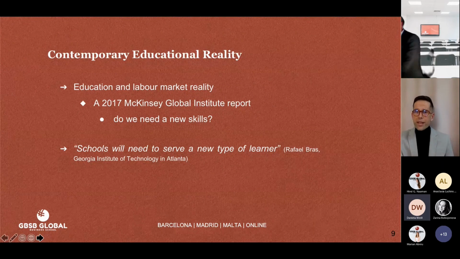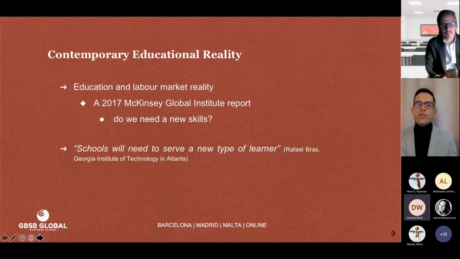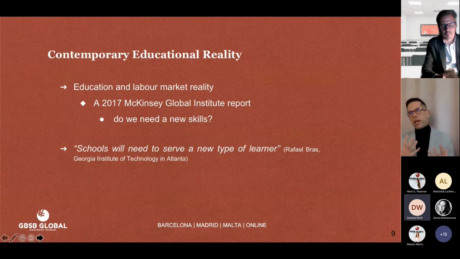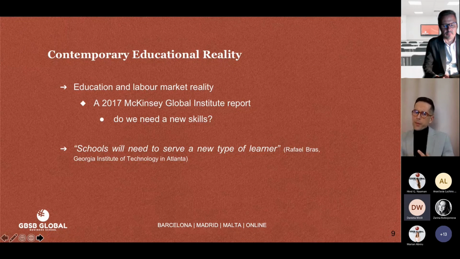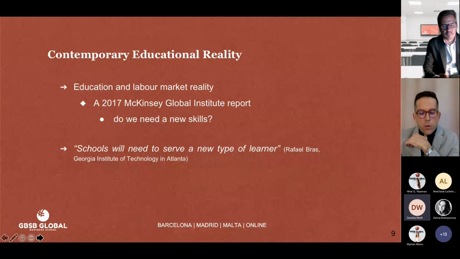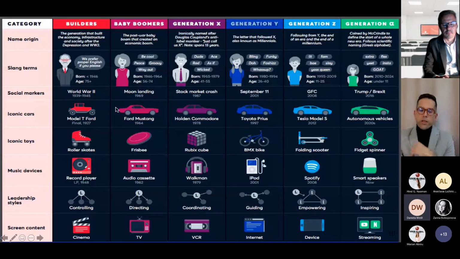And of course, in that context, I completely agree with the statement of Rafael Brass from the Georgia Institute of Technology in Atlanta, who says that schools will need to serve a new type of learner. The crucial element of our educational reality is related to our pupils and to our students. As I mentioned previously, their needs and requirements are different from the time when I was a student, or even more when I was a pupil. And this brings us smoothly to a further debate based on generational differences we should be mindful of when discussing contemporary educational reality.